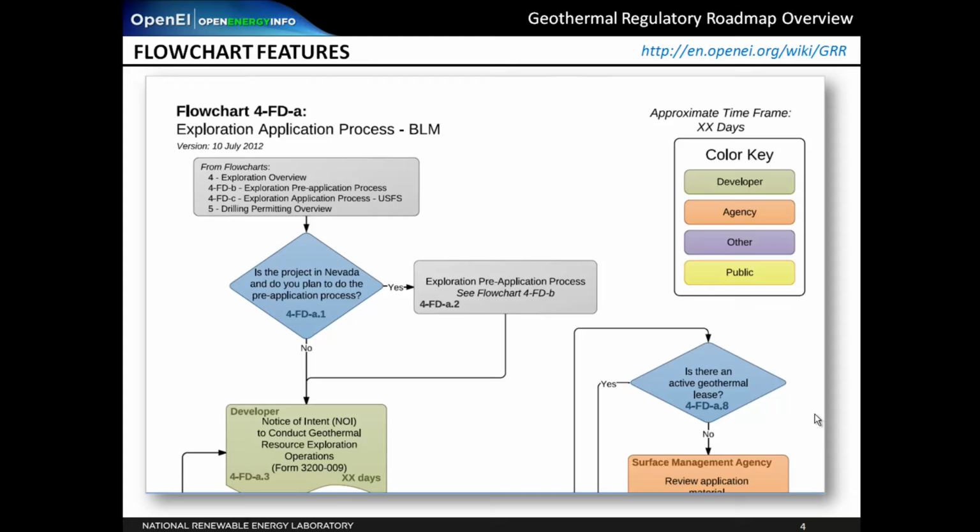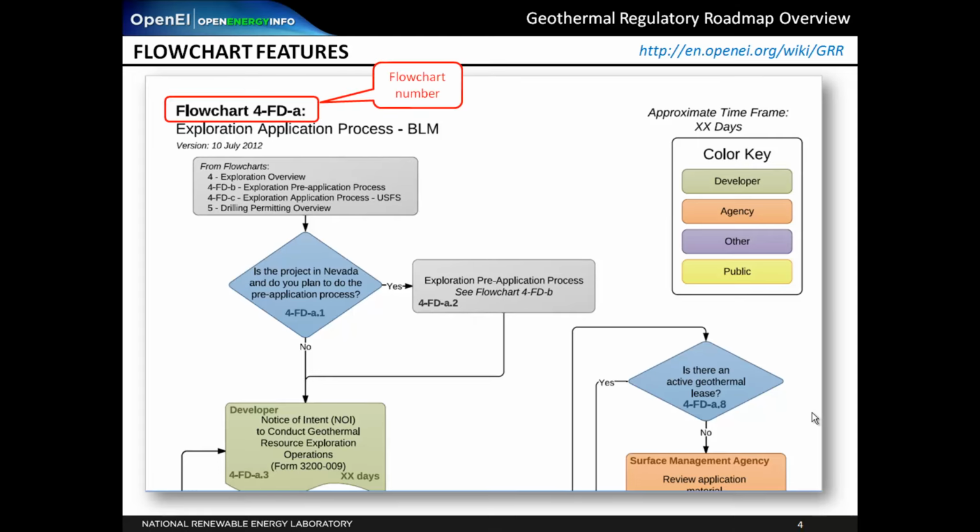Let's take a look at a flowchart and walk through some of its features. At the top, each flowchart has been assigned a flowchart number. The first part of the number indicates the section of the roadmap that contains the flowchart. In this example, the flowchart appears in Section 4.